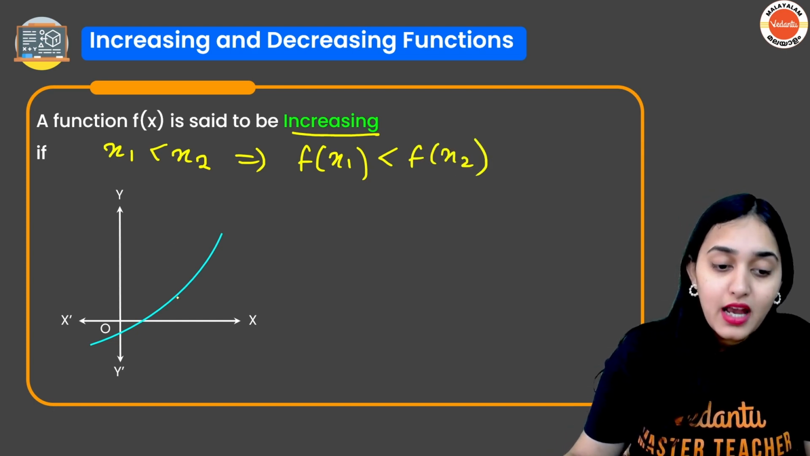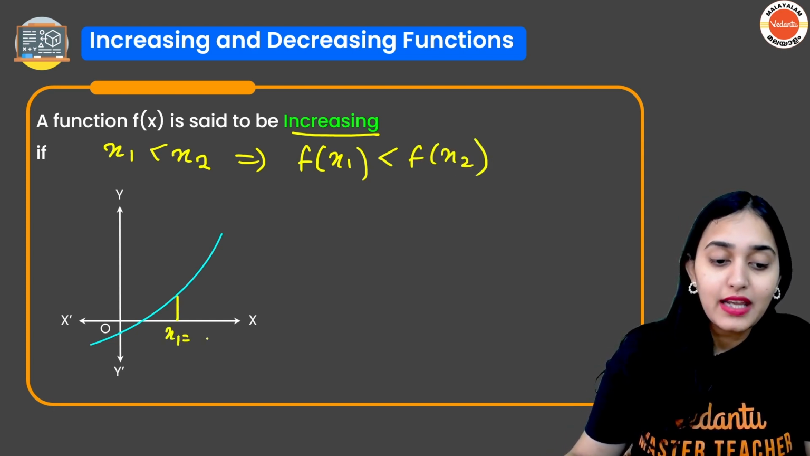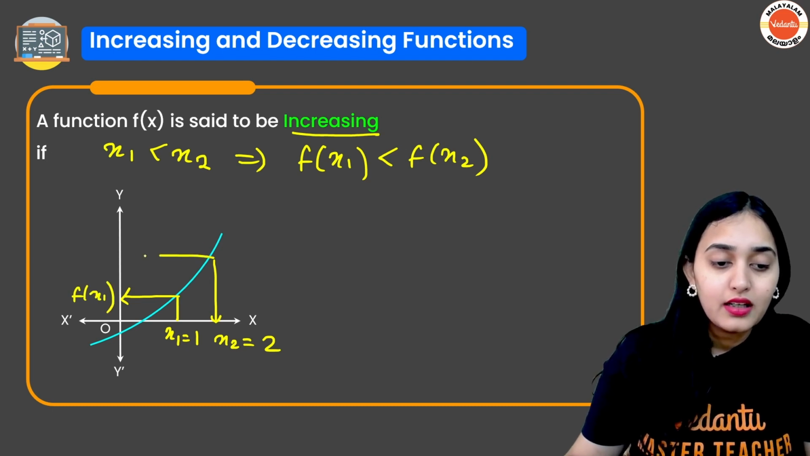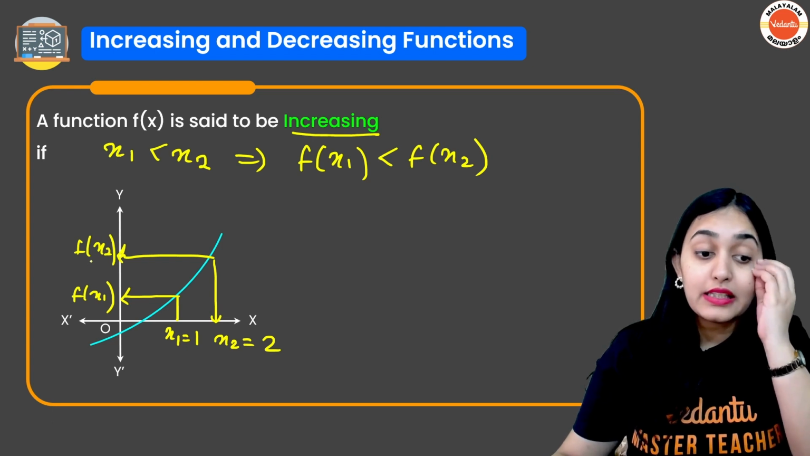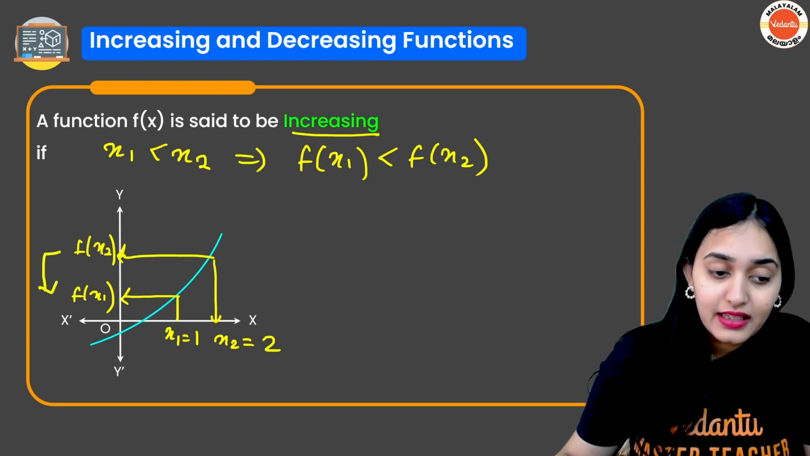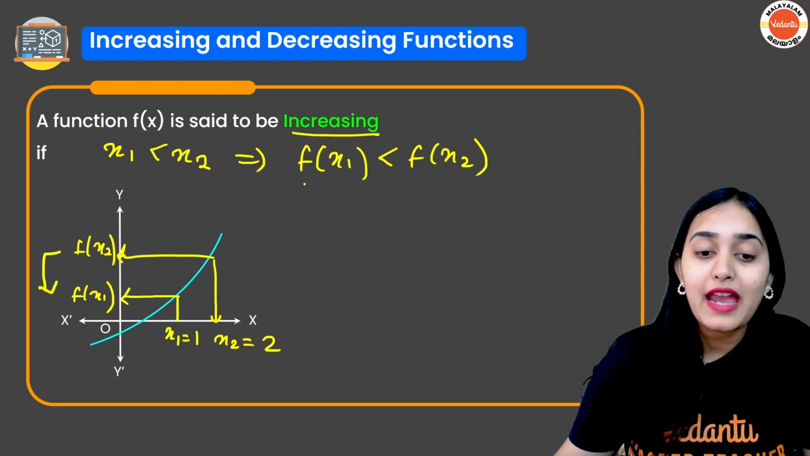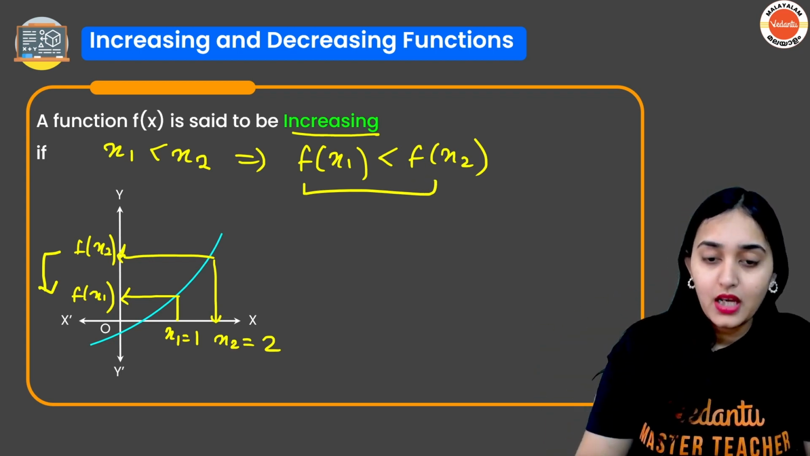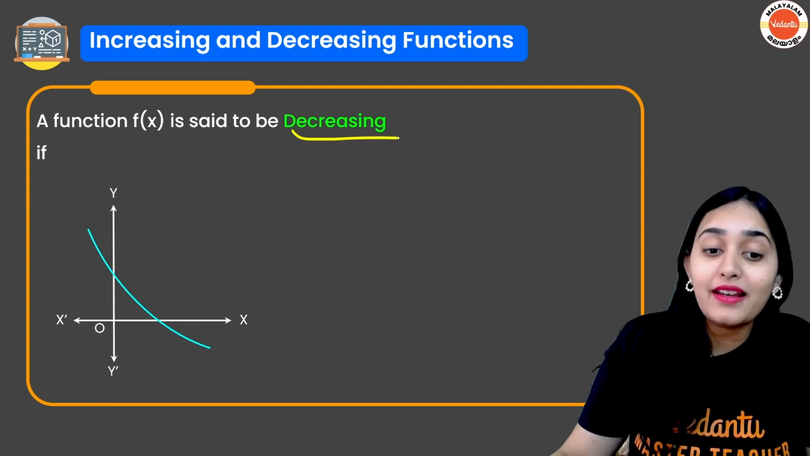That means if suppose you are taking x1 as 1 and you are taking x2 as 2 and you are getting f of x1 here and f of x2 here. So clearly you can see that this is greater than this. f of x2 is greater than f of x1. Clear? Now similarly, what will be a decreasing function?